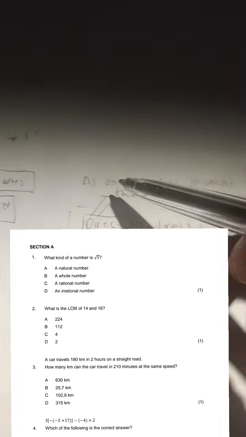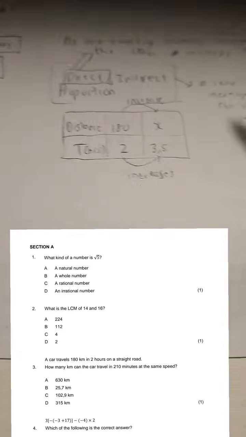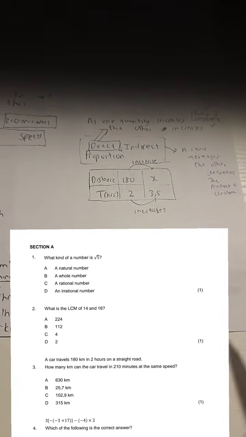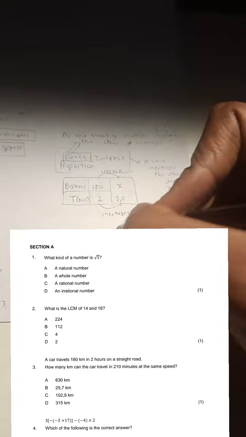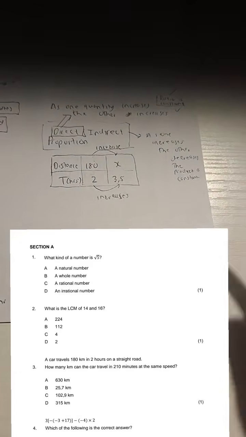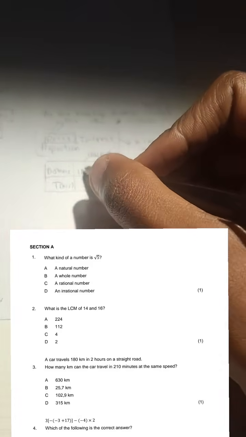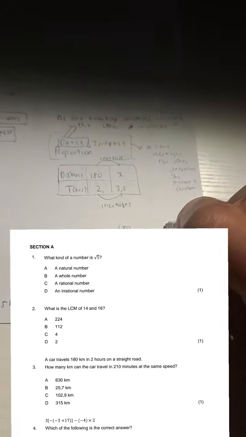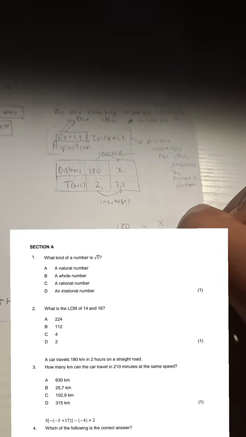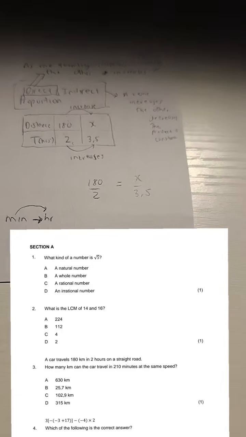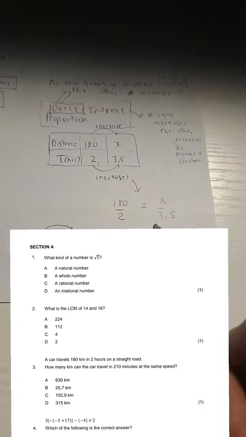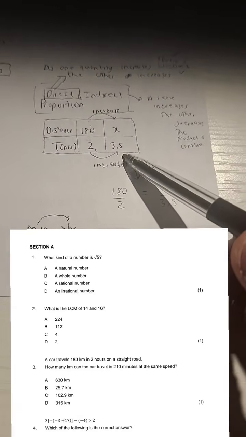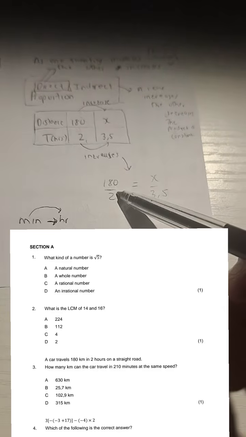I repeat, the ratio between the quantities is constant. So what I will do, guys, is say that between the quantities the ratio is constant. So I can say 180 over 2 is equal to x over 3,5. This is my application of direct proportion. I repeat, x over 3,5 is equal to 180 divided by 2.